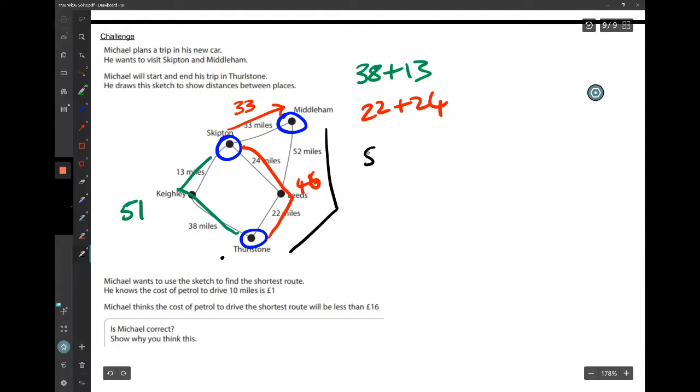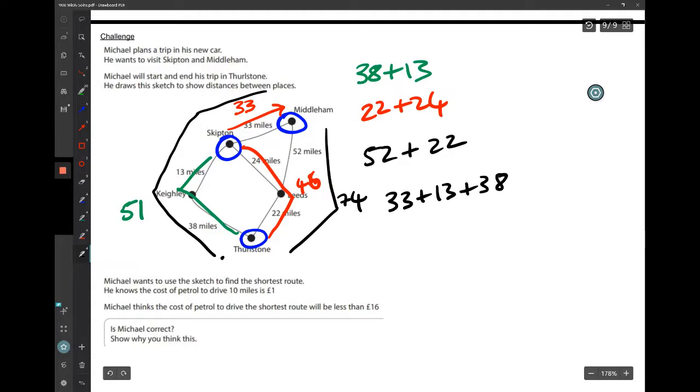So this route here will be 52 plus 22, which is 74. And this route here is going to be 33 plus 13 plus 38, which is 84. So it's only slightly longer. So let's assume that the route he takes is going to be this one here.